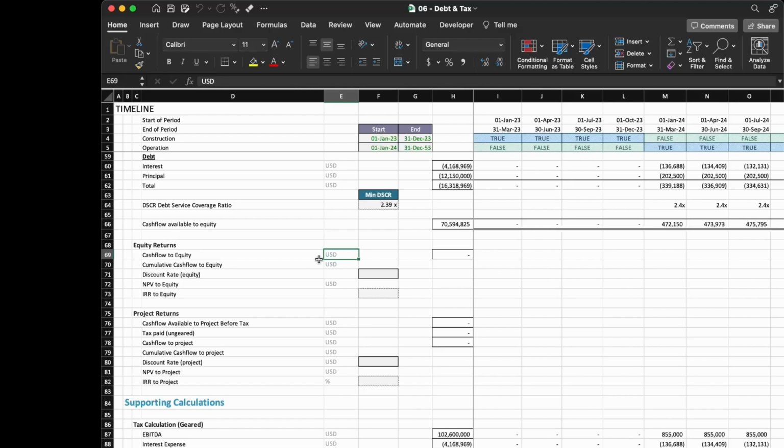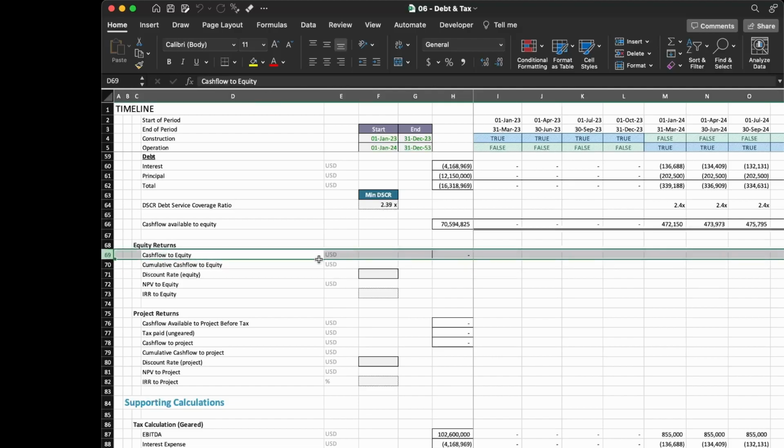So for the equity returns, we have to come up with the cash flow to equity. And here, I mean all the equity that was put into the project as an investment, plus the cash flows, what the equity investor is taking out of the project. So that goes in this line here.